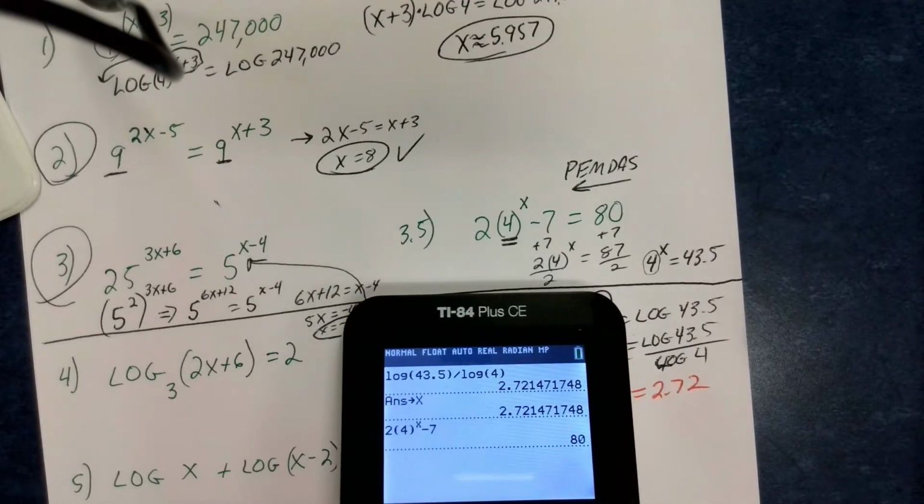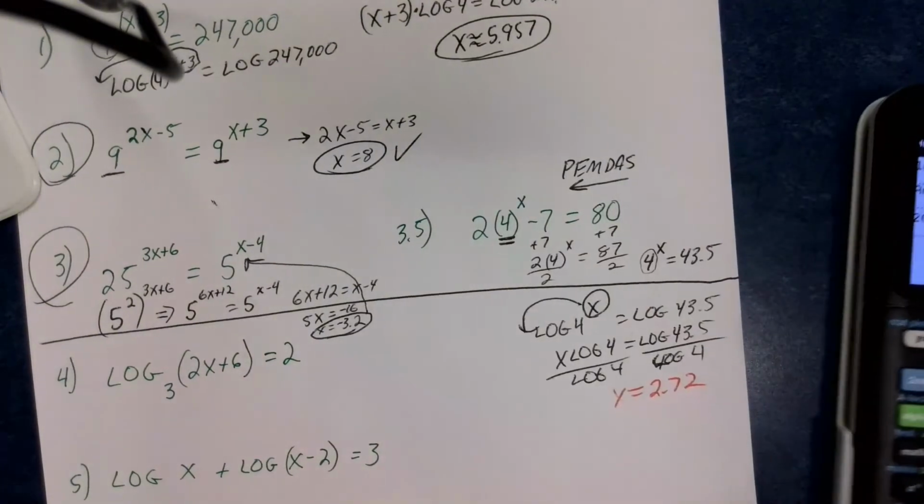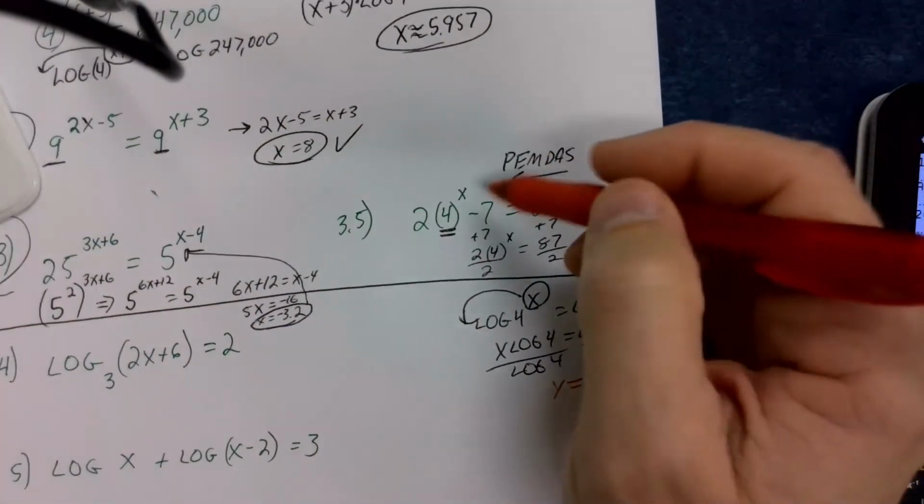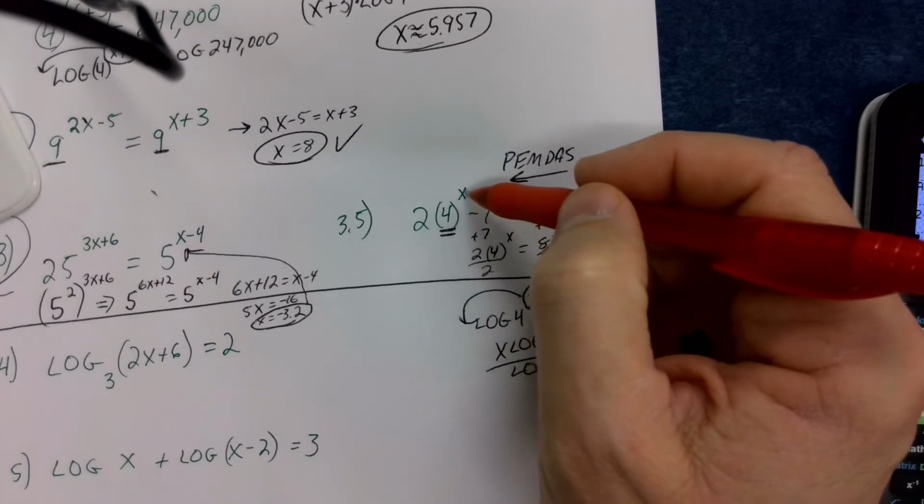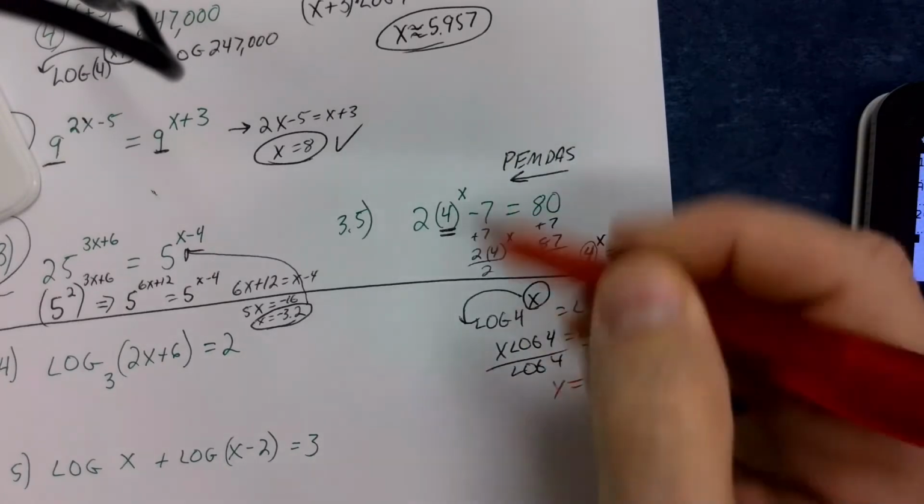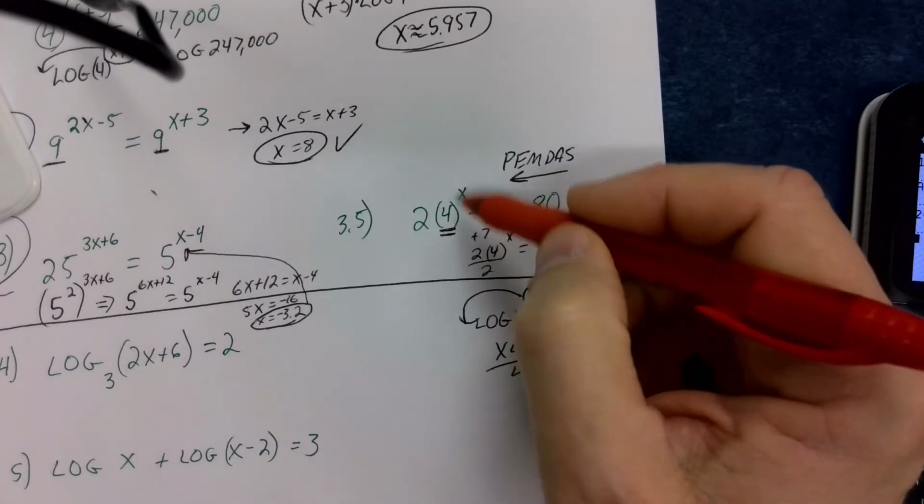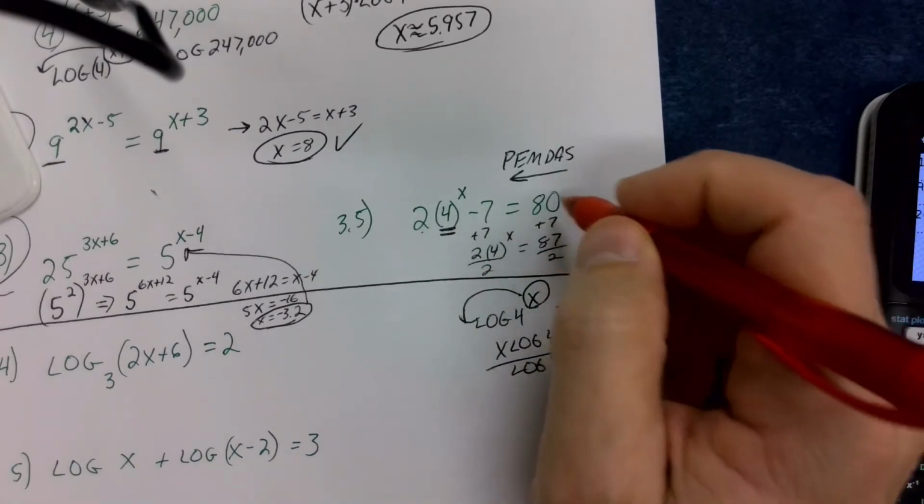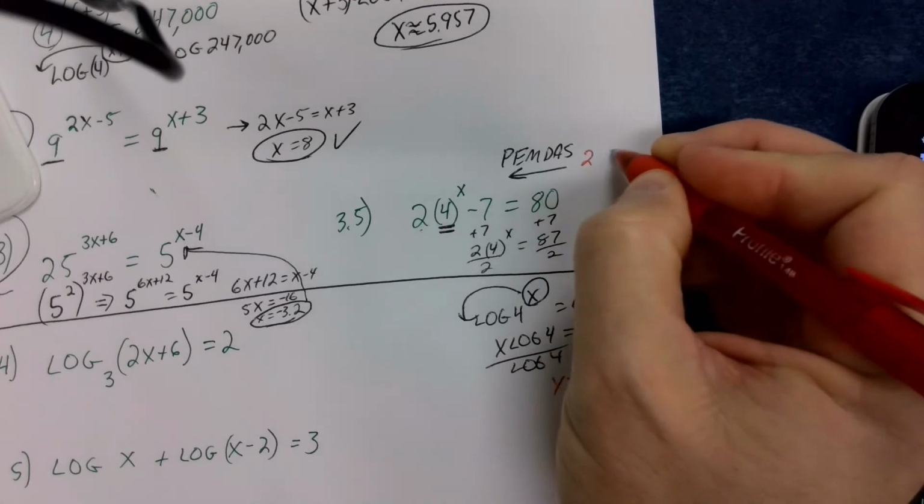Good deal. Now, here's some common sense stuff. I'm hoping that you can do this. Let's guess right now in the very beginning. Let's say that x was 2. Pretend we didn't do any of this stuff. x was 2. 4 squared is 16 times 2 is 32. 32 minus 7 is 25. I did not get to 82. It's too small.